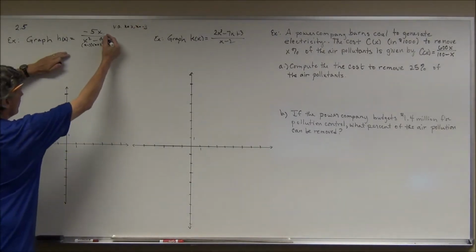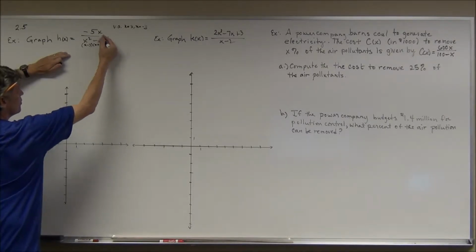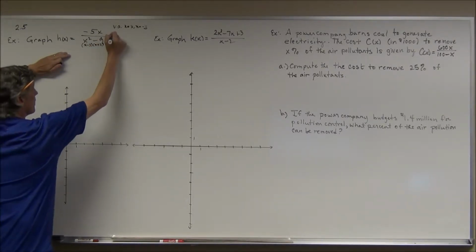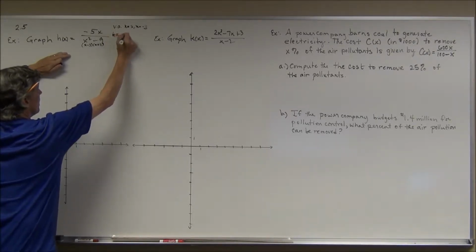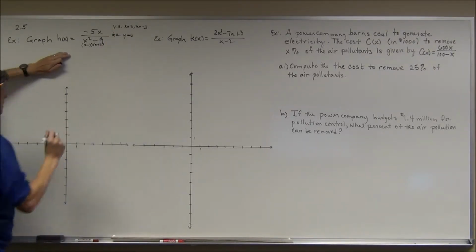I have one horizontal asymptote because the degree of the numerator is smaller than the degree of the denominator. So I have as a horizontal asymptote y equals 0, the x-axis.